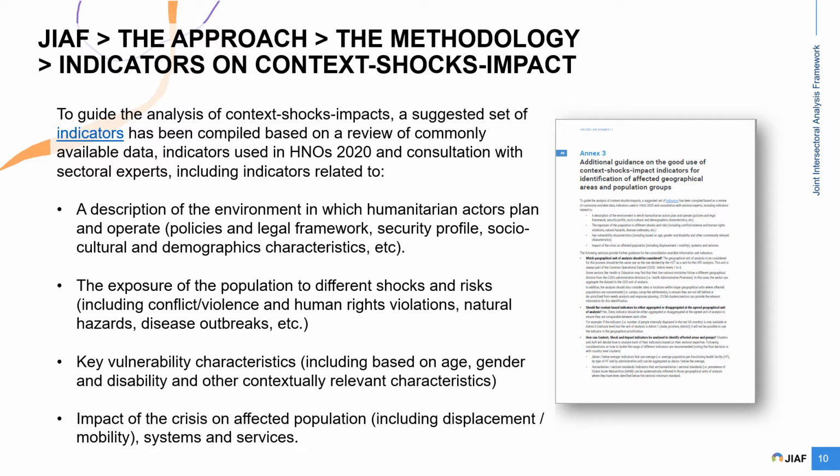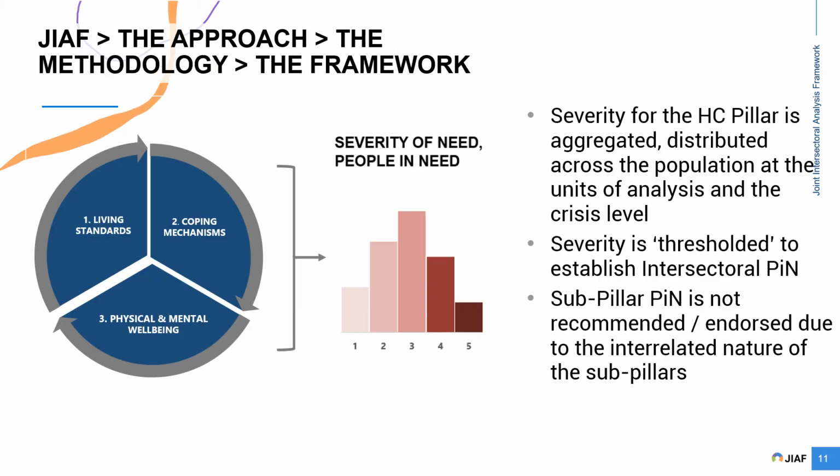Those indicators can help you illustrate the environment in which humanitarian actors plan and operate, but also the exposure of a population to different shocks and risks, also key vulnerability characteristics and impact of a crisis on affected populations and services. In Annex 3, you will also find further guidance for the consolidation of available information and those indicators.